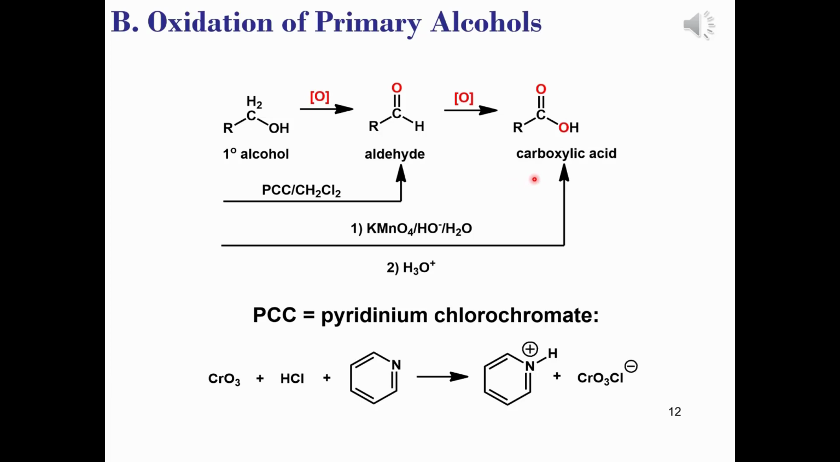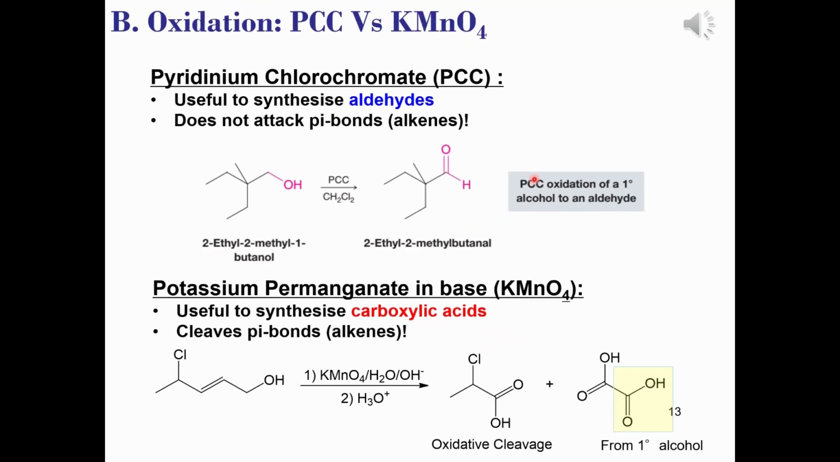So let's take a look at these two reagents in a little bit more detail. There are two reactions on this slide which help to highlight the chemoselectivity of PCC versus potassium permanganate. So PCC is useful for synthesizing aldehydes, and it does not attack any pi bonds whatsoever. But if you remember, if you were to use potassium permanganate in base, then this will give you a carboxylic acid. But of course, if you look at the substrate presented here, it has a pi bond.